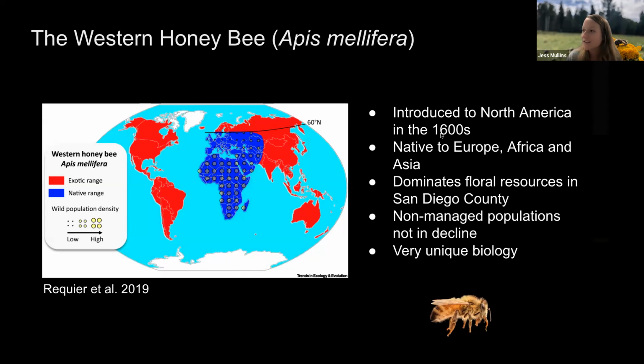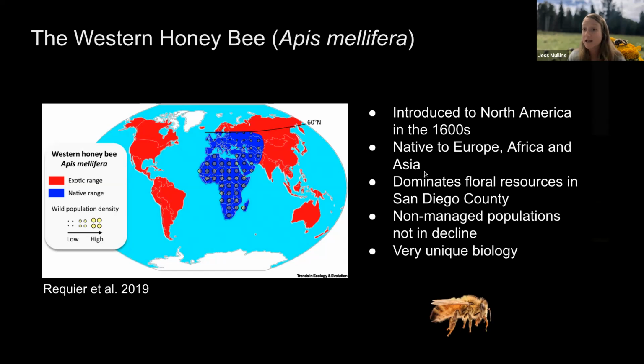And it is important to bring up a bee that I field the most questions about, the Western honeybee. It was introduced to North America in the 1600s. It's native to Europe, Africa, and Asia. And it dominates floral resources in San Diego County, probably where you're at as well. And non-managed populations are not in decline, despite what a lot of people are saying. The populations that are wild in our area, feral, are not in decline. They're doing fine.